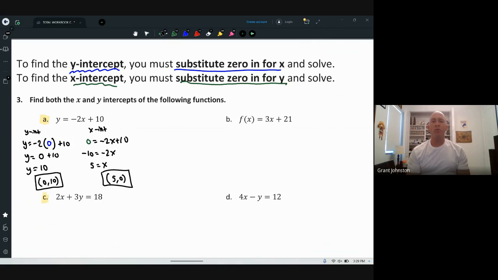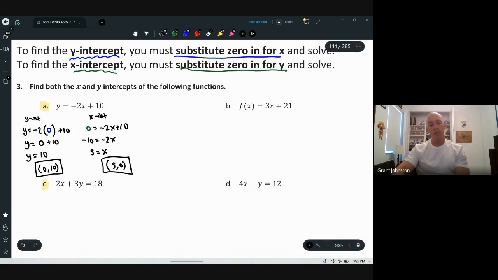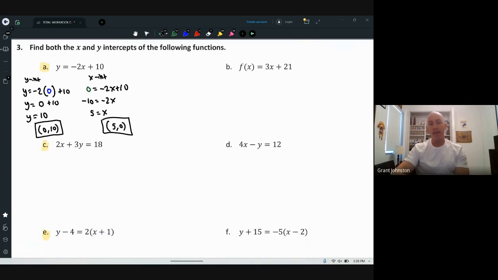Okay, so let me show you some more. I'm going to do C. I'll let you do B. Remember, f of x, just pretend that's a y. You can change it to a y if you want. It's just function notation, but it still represents the dependent variable, that y-axis. So you can do that if you want. Okay, so the y-intercept. I'm going to substitute 0 in for x.